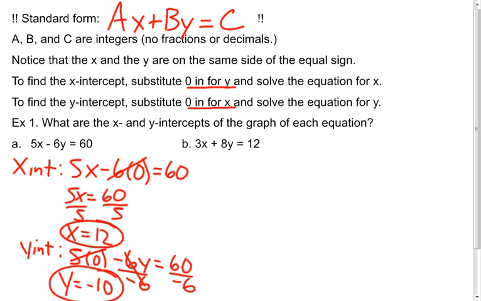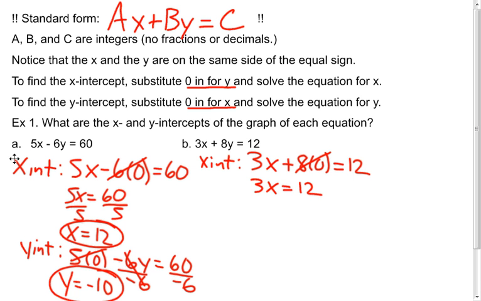Okay, same thing for example part B. To find the x-intercept, plug in 0 for y. Eight times 0 is 0, so that cancels. And I get 3x equals 12. x is being multiplied by 3, so I need to divide by 3 on both sides. And I get x equals 4.